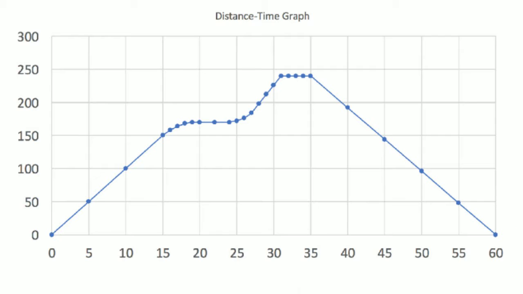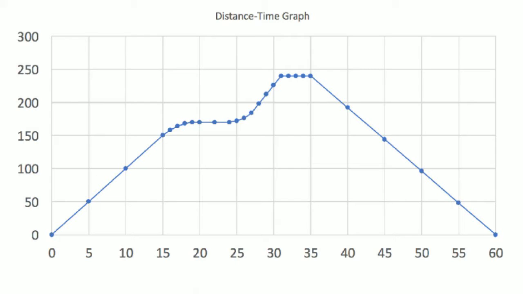We can split the graph into different sections, and the first section that I'm going to look at is 0 to 15 seconds. Between 0 and 15 seconds, the gradient of the distance time graph is positive and it's constant. This tells us that the object is travelling away from the starting point because of the positive gradient, and the constant gradient tells us that the object is travelling at the same speed.